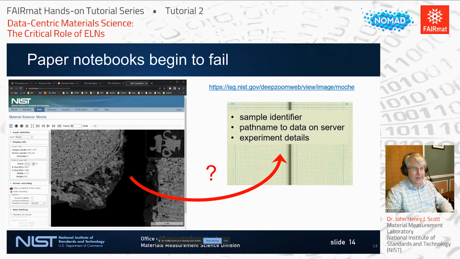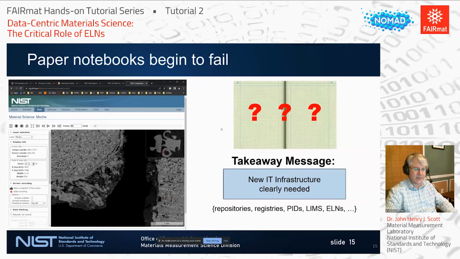You could say, well, okay, you could use a paper notebook in order to record something about the sample, maybe an identifier. You could store the path name to the large data set that's sitting on a file server in a data center, and you can write down the experimental details. But this also gets a little unsatisfactory because as the data moves around, it's hard to keep track of it. It's hard to keep everything in sync so that you don't have stale URLs or stale connections to the data.